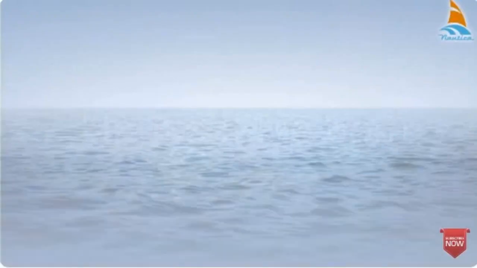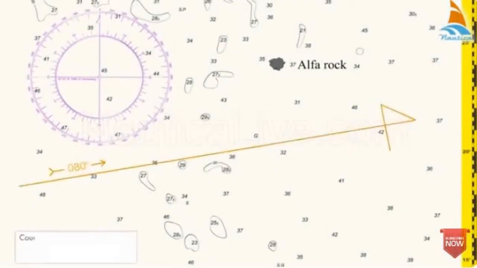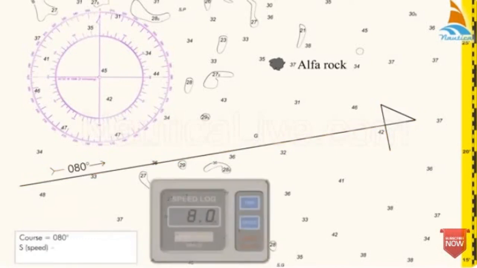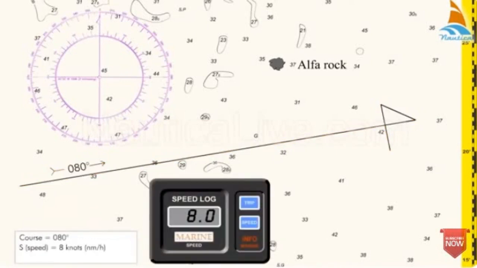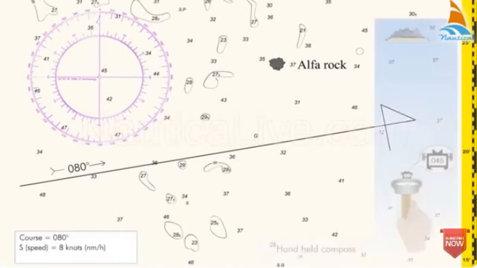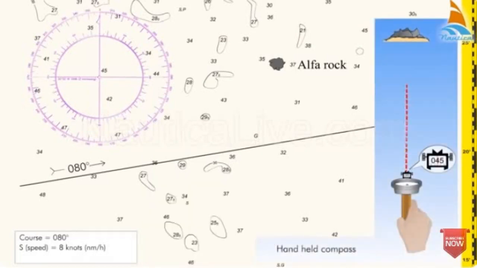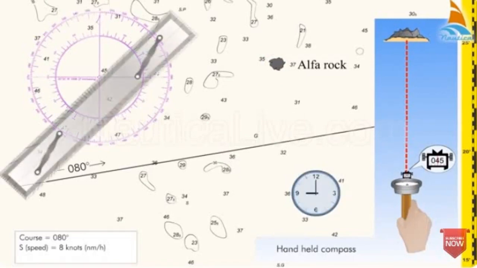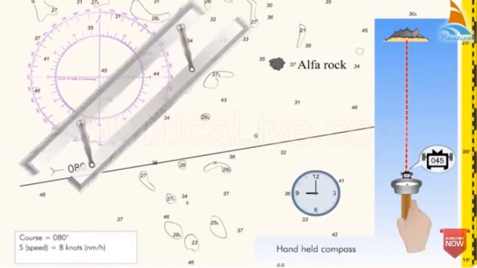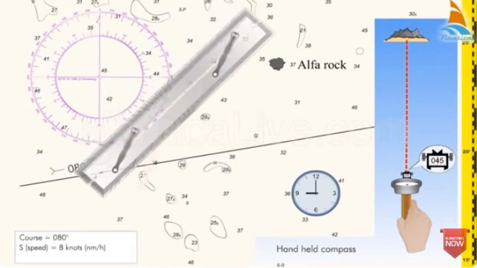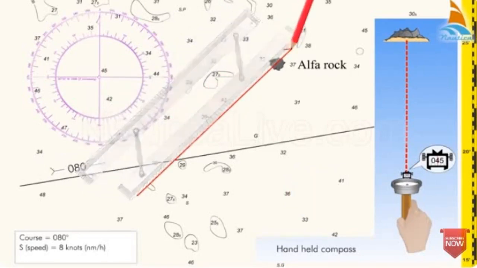Plot a running fix position. Assuming the course is 080 degrees and the speed is 8 knots or 8 nautical miles per hour, we take a bearing of 045 degrees on Alpha Rock at 0900. Now convert the compass bearings to true bearings and we plot it on the chart.